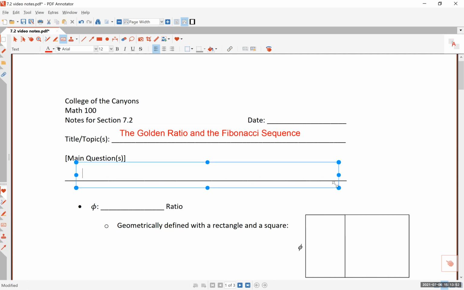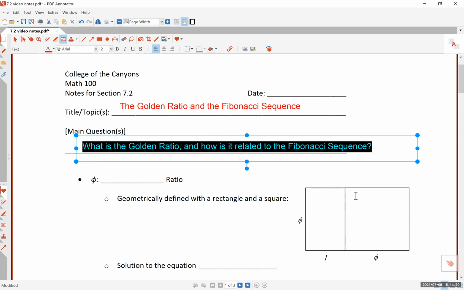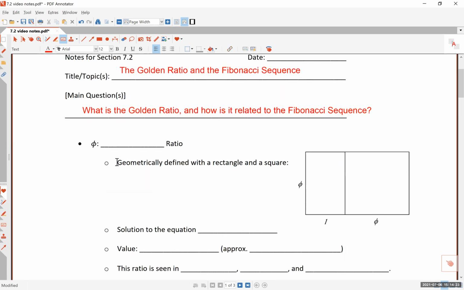The main question is as follows: what is the golden ratio? And how is it related to something that seems to be completely different and coming from a very different area of academic discipline? So how is it related to the Fibonacci sequence? Okay, and the numbers in the sequence are called the Fibonacci numbers. All right, so first we go to this thing called phi.